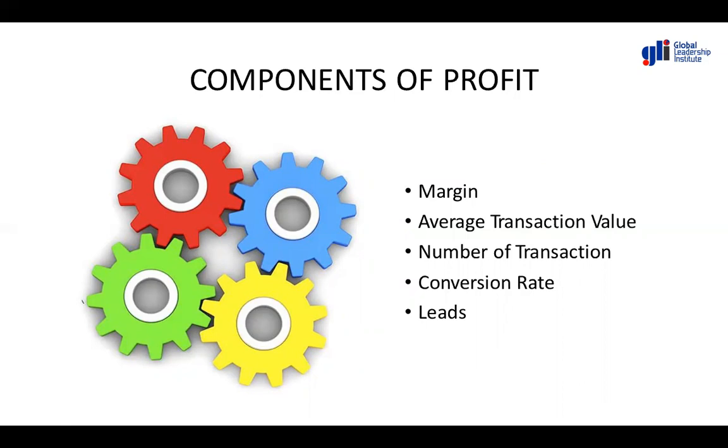So profit has 5 components. We have margin, average transaction value, number of transactions, conversion rate, and leads. And I listed them in that order, from the easiest to work on to the hardest to work on.